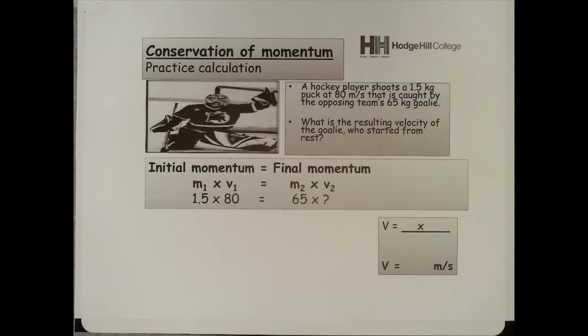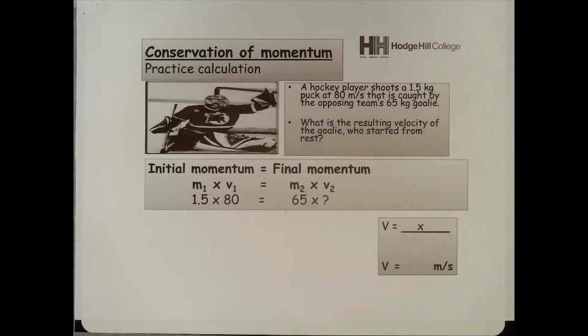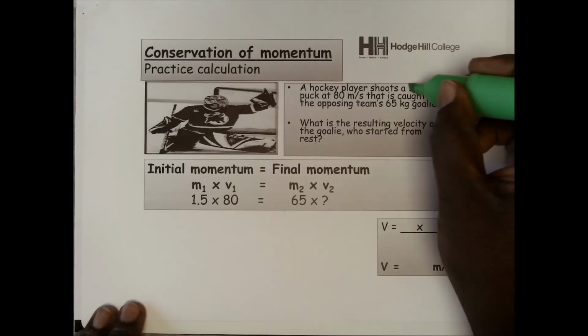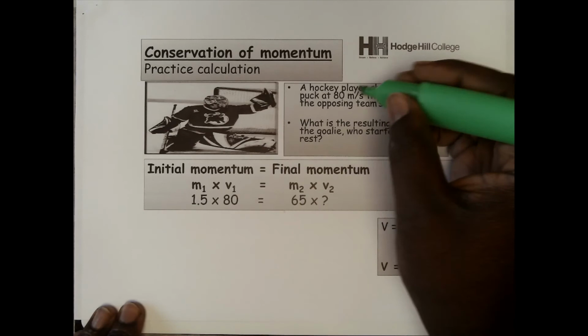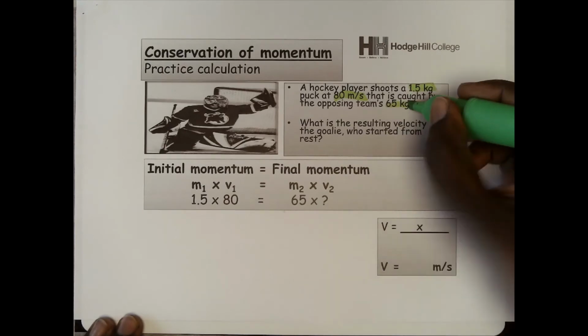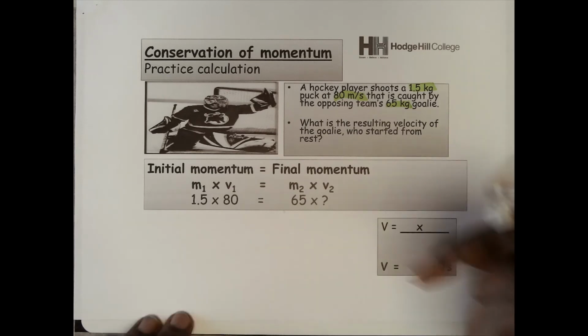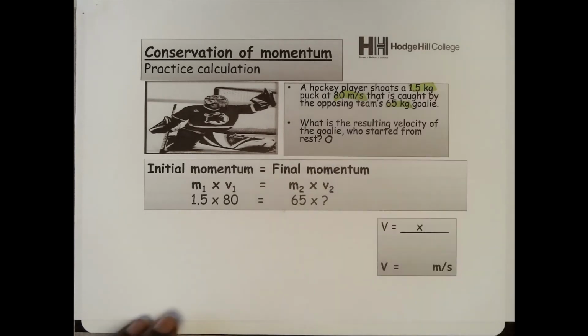So let's look at this example here. It says a hockey player shoots a 1.5 kilogram puck at 80 meters per second, and that is caught by the opposing team's 65 kilogram goalie. Now we want to know what is the resultant velocity of the goalie who started from rest. So it's essentially at 0.